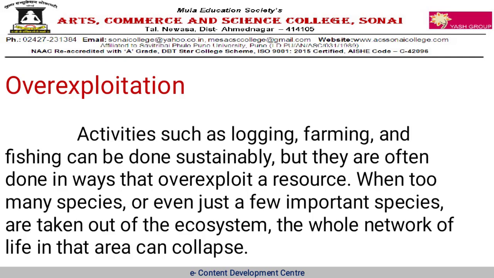When too many species, or even just a few important species, are taken out of the ecosystem, the network of life in that particular area can collapse. Overexploitation can also result from incidental exploitation. It means catching a species accidentally while harvesting other target species.